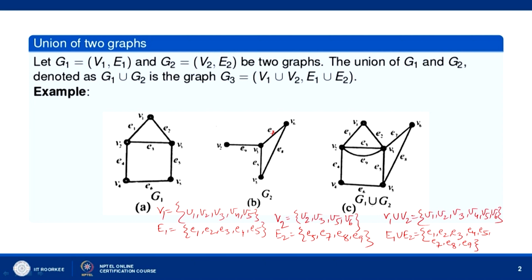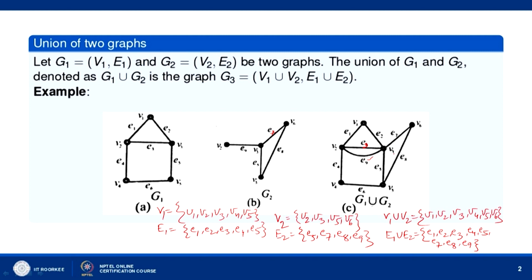Now let us see, between V2 and V3 we have edge E3 here. Here we have the edge between V2 and V3 as the edge E9. So, when we take the union, between V2 and V3 we also consider E9 apart from E3. So, this is E3 and this one is E9. There are two edges E3 and E9 between V2 and V3. So, they are parallel edges.